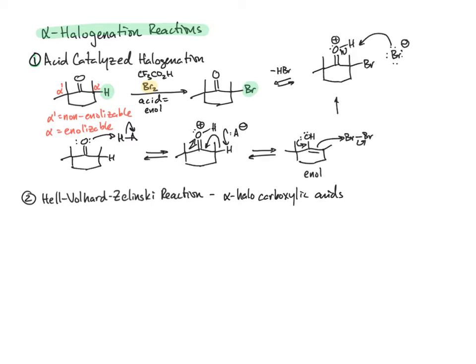losing HBr. The next reaction we'll look at is the Hell-Volhard-Zelinski reaction, and this is the production of alpha-halo carboxylic acids that we can then transform into alpha amino acids and alpha hydroxy acids, which we've seen before in other modules. So say we're starting with butanoic acid.